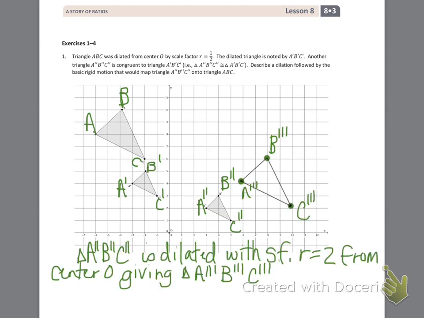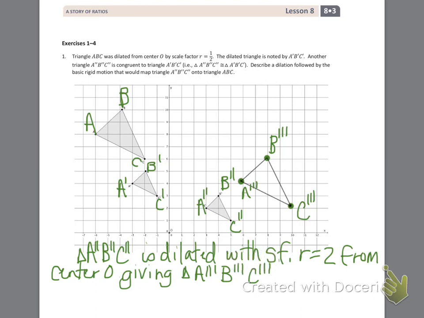Okay, so I have dilated our triangle A double prime, B double prime, C double prime. I know that my dilation needs to have a scale factor of 2. So I've dilated this triangle to another triangle that I'm going to call A triple prime, B triple prime, C triple prime. So I've written that down here. So this triangle is dilated with scale factor of R equal 2 from center O, the origin, giving triangle A triple prime, B triple prime, C triple prime.